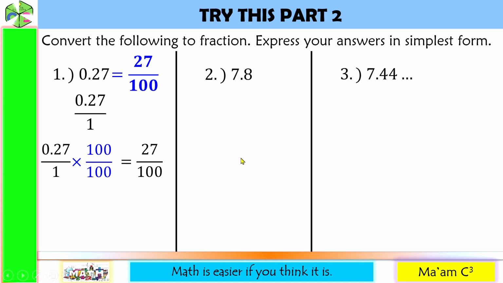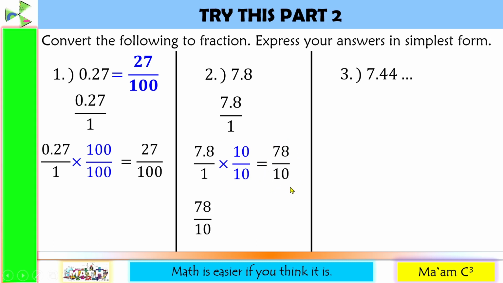Number 2, this will become 7.8 divided by 1. Since there is only one decimal place, we're going to multiply our fraction by 10. 7.8 times 10 will become 78. 1 times 10 will become 10. Now, think of a number wherein you can divide both 78 and 10, and that is 2. 78 divided by 2 is 39. 10 divided by 2 is 5. Think again of a number wherein you can divide 39 and 5, but there is none. So 7.8 is equal to 39 over 5.